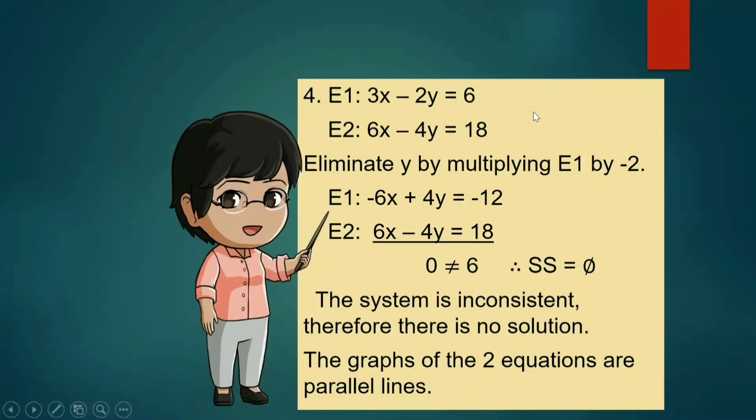And solving number 4 by the elimination method, we eliminate y by multiplying equation 1 by -2, and we end up with 0 is not equal to 6. So this is an inconsistent system, and therefore the solution set is empty and there is no solution. The graphs of the two equations are parallel lines.